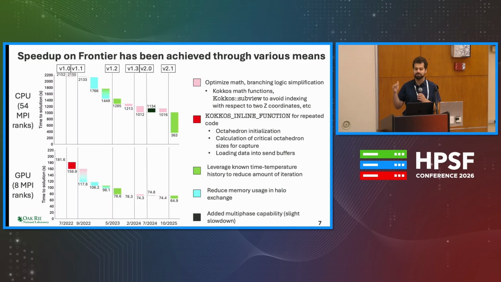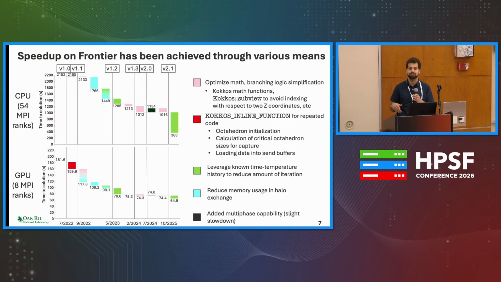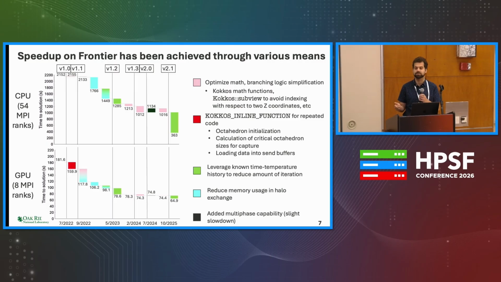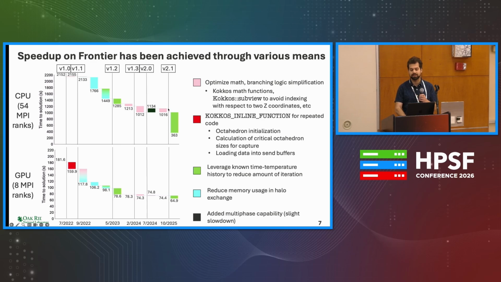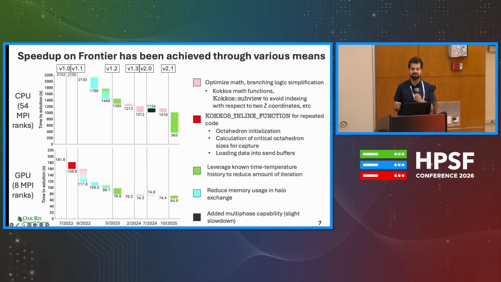Things that are done in multiple spots in the code, for example, in both nucleation and activation, using Kokkos inline functions ended up being pretty useful for things like that on GPU. One thing that's helped us in both is the fact that we know the time temperature history in advance. We leverage that to say, look, we know we have to do a lot of iterations over these cells, but we can reduce the number of iterations because we know when things are going to go above and below the liquidus in advance.